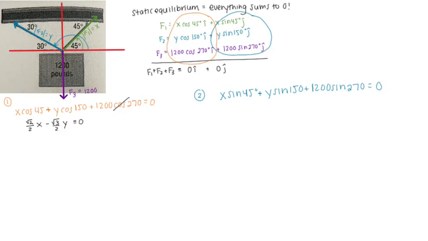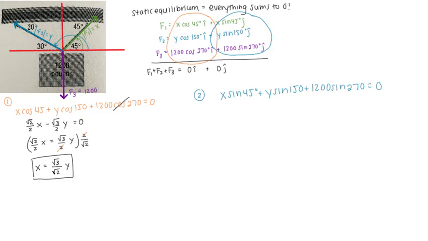So now I'm going to move everything over, try to get x by itself. So root 2 over 2x is equal to root 3 over 2y. To get x by itself, I am going to multiply everything by 2 over root 2, the reciprocal of root 2 over 2. So we get x is equal to, well, the 2's here cancel, so I'm left with root 3 over root 2y. And that's okay for now, because I'm just using this to substitute. So that's not my final answer.